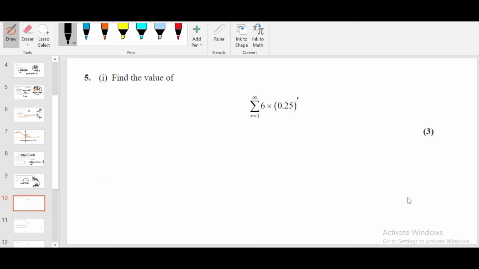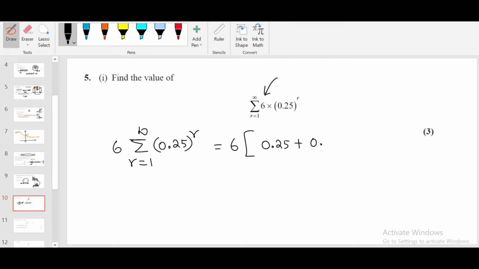Question number 5 now. Find the value of this integral. This is sigma notation. Since 6 is in multiplication, I'm going to take 6 out. Sigma 0.25 to the power r, r equals 1 to infinity. Let's write out all the terms. When you replace r by 1, it's 0.25, r by 2, 0.25 squared, 0.25 cubed, etc., till infinity. The common ratio is the second term divided by the first term. You will get 0.25, which is less than 1.